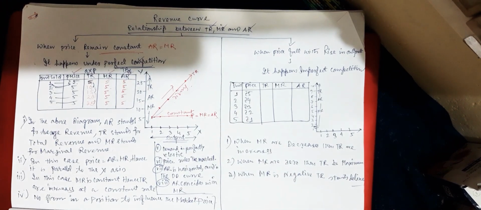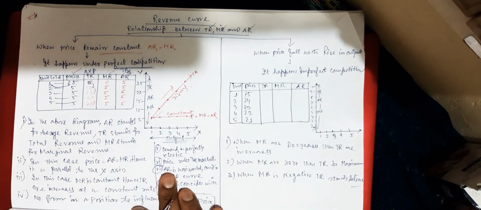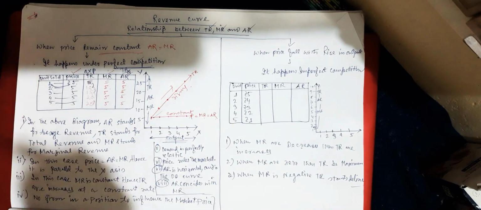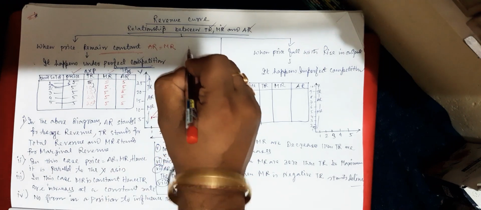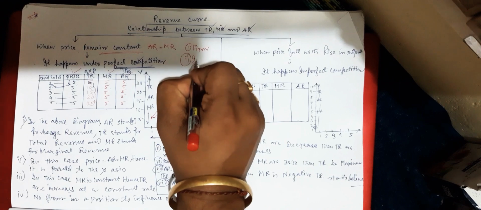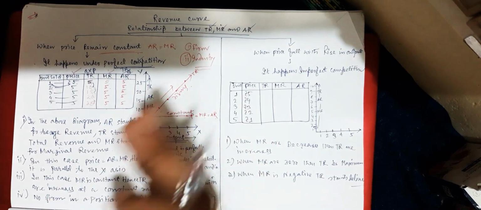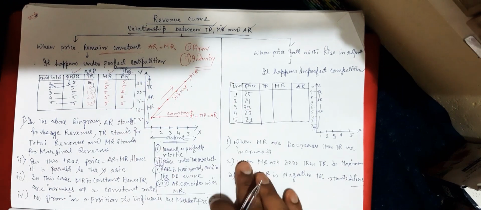So this is the example of what? Perfect competition, under perfect competition markets. And two terms you have to understand: one is farm, another one is industry. What is the meaning of that? Let's give one example, it will be clear to you.